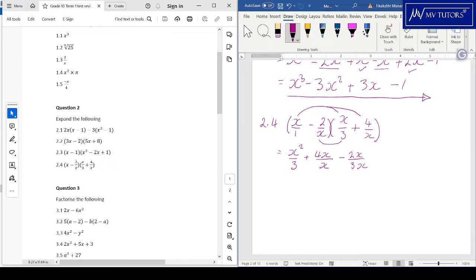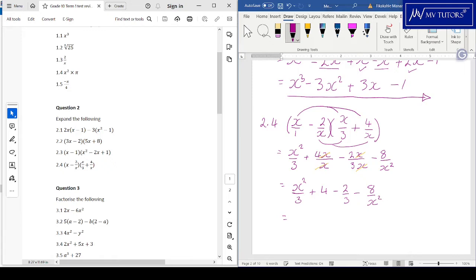And the last one is minus 2 times 4, which is minus 8, over x times x, x squared. Cool. Okay, so combining like terms, this one just stays as it is, x squared over 3. Here, this x cancels with that x. And then here, that x cancels with that x. Then I'm left with plus 4 minus 2 over 3 minus 8 over x squared.